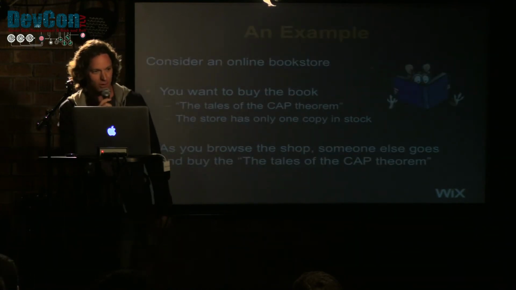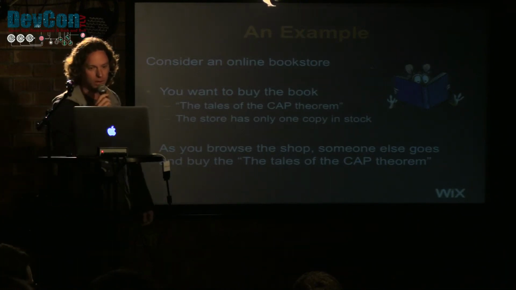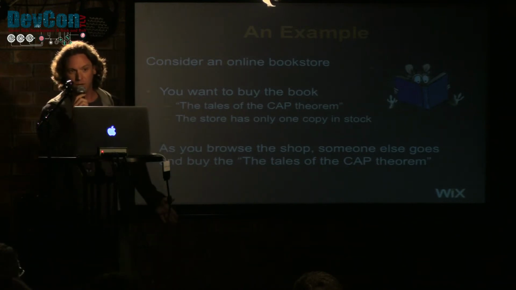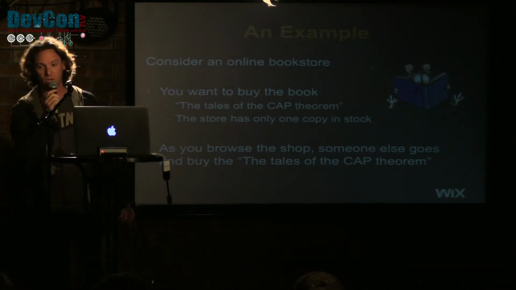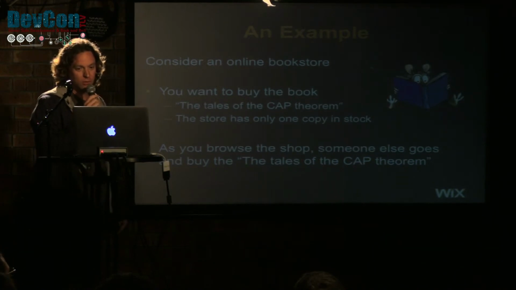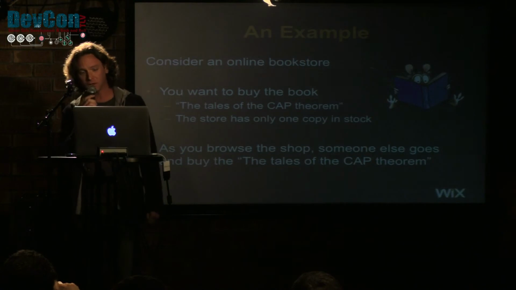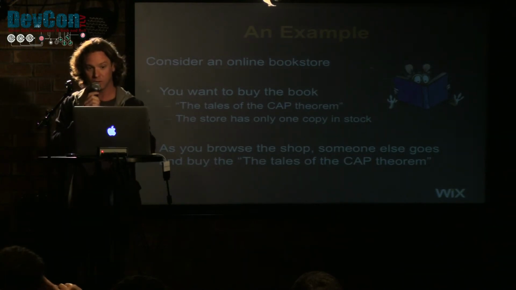So let's go for a simple example. Let's say you want to buy a book, Tales of the CAP Theorem. And there is only one book in the stock. So there's only one in the inventory. So that means that only one person would get that book, probably. So as you browse and add that book to your shopping cart, someone else goes into the shop and tries to buy that same book.